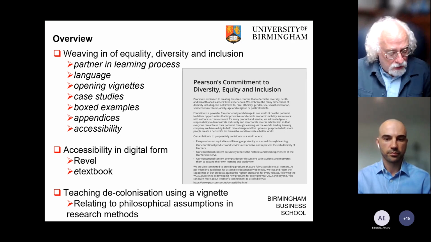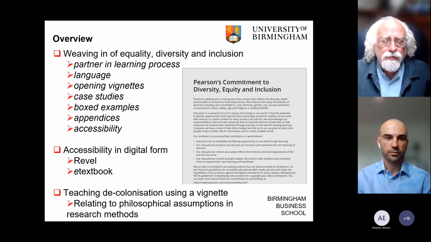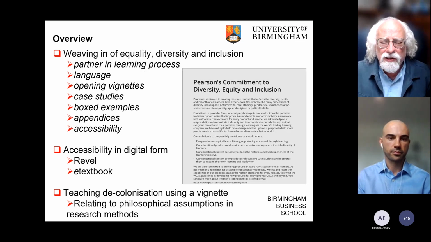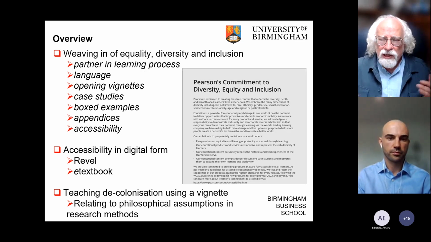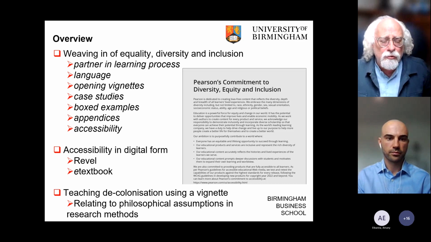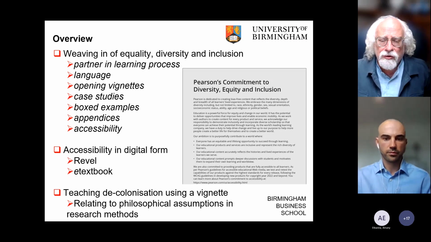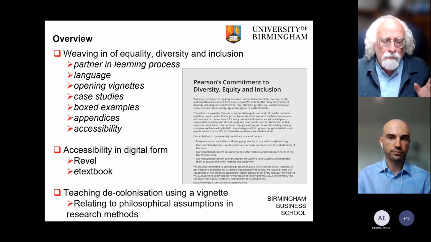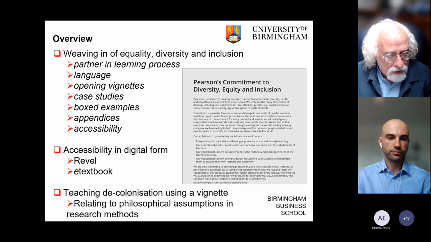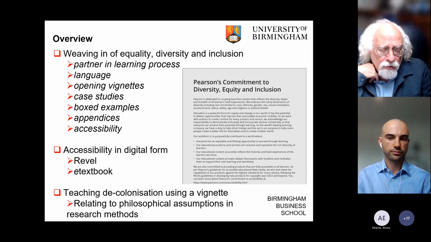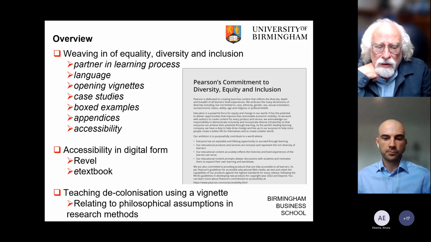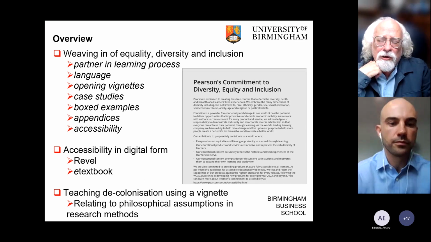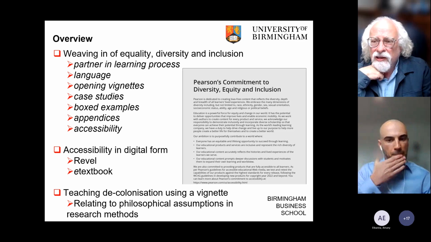What I want to be talking about is how we've tried to weave in these ideas of equality, diversity, and inclusion into the book, so it just becomes a natural part of what we do when we're teaching research methods, rather than actually forcing it to be part of it. And within that, I want to talk first of all about how we've tried to write the book as partners in a learning process rather than talking down.